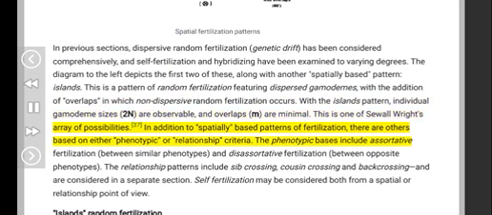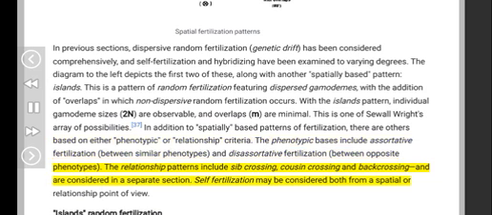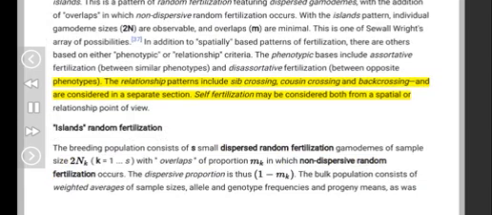In addition to spatially based patterns of fertilization, there are others based on either phenotypic or relationship criteria. The phenotypic bases include assortative fertilization between similar phenotypes and dissociative fertilization between opposite phenotypes. The relationship patterns include sib crossing, cousin crossing, and back crossing, and are considered in a separate section. Self-fertilization may be considered both from a spatial or relationship point of view.